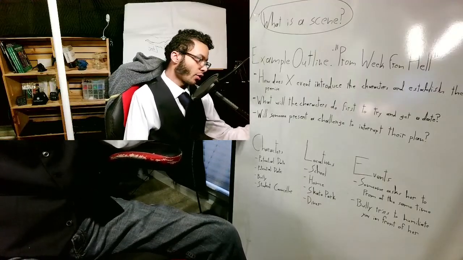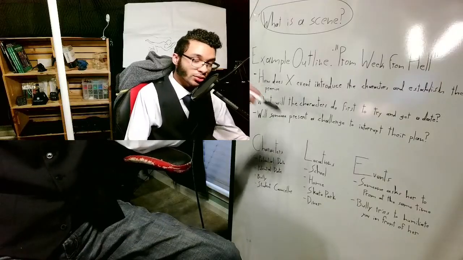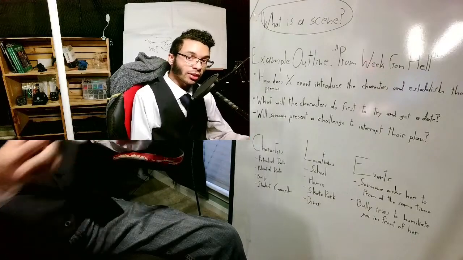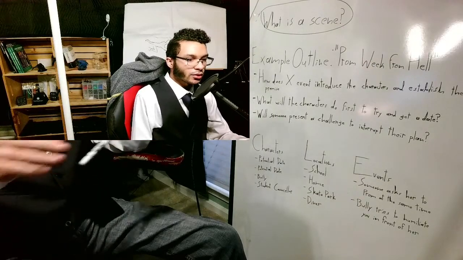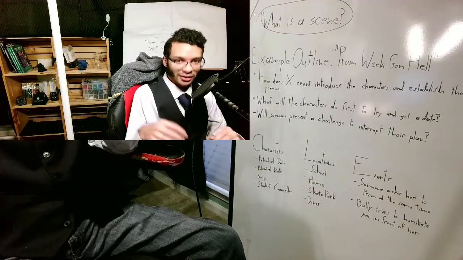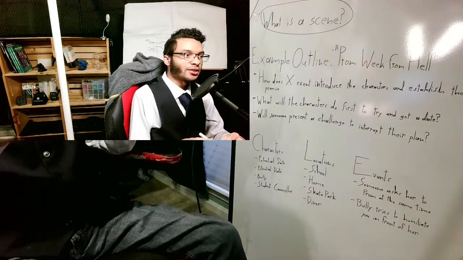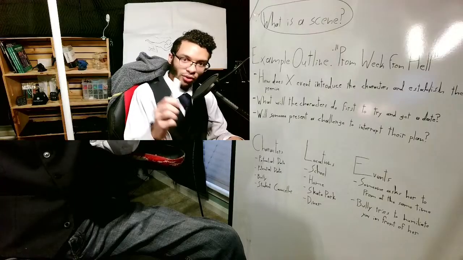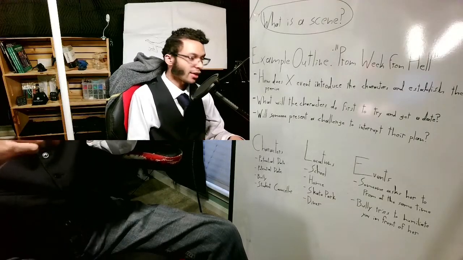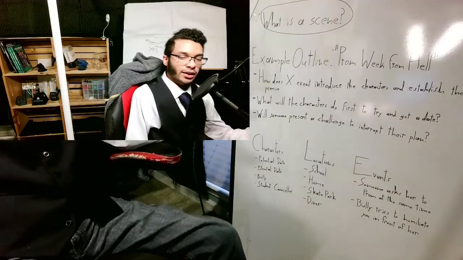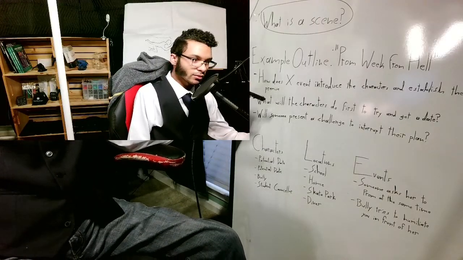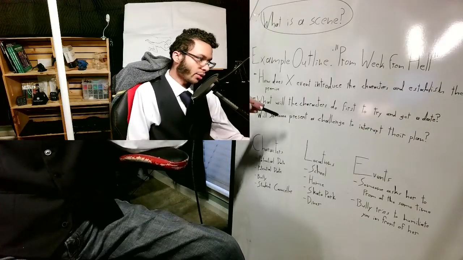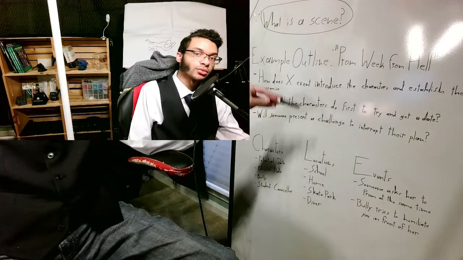So after that, what will the characters do first to try and get a date? Obviously, the players would come up with a plan of their own, see who their targets are, potential dates, and tell me, the game master, okay, we're going to go to this person and do this thing. And then another scene after or during that, will anyone present a challenge to interrupt their plan?